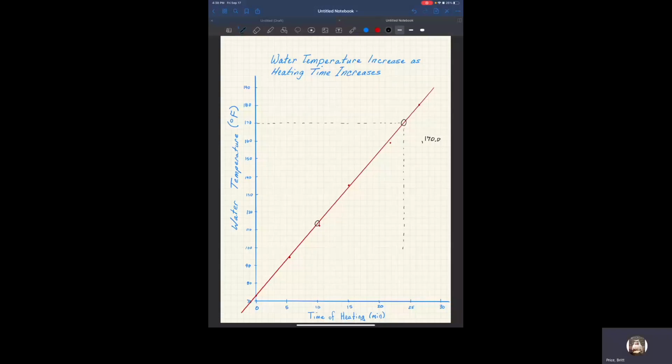I was very deliberate in which points I picked because I wanted them to hit right on these grid lines to make my life easier now. So I have 20, 21, 22, 24. So I've got 24.0.